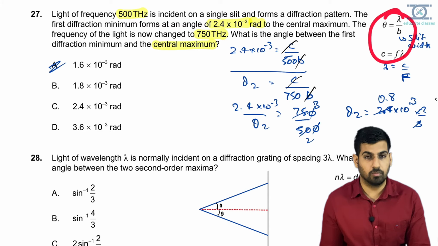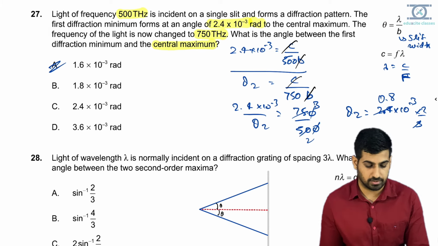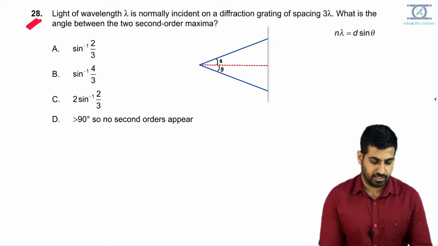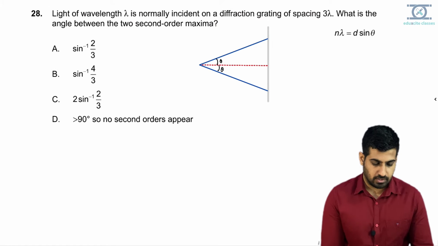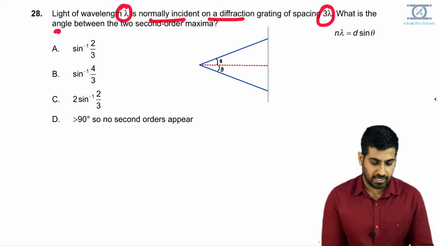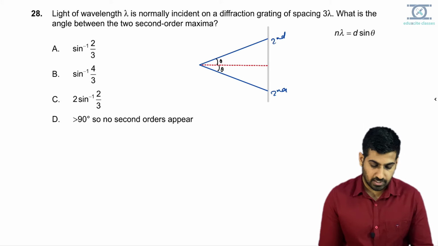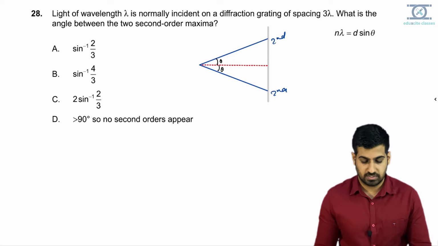Use these two formulas, combining them, which are already provided in your physics booklet. Now question number 28. A light of wavelength lambda is normally incident on a diffraction grating of spacing 3 lambda. What is the angle between the two second order maxima? So this is the second order maxima, this is also second order. The question is asking for the angle between the two second order maxima on the screen.